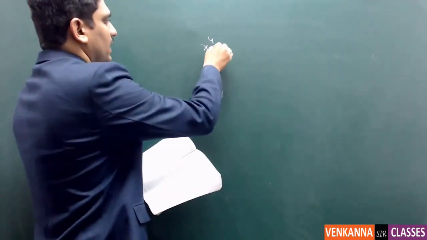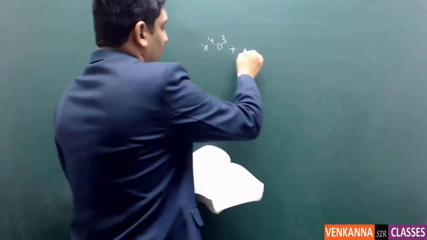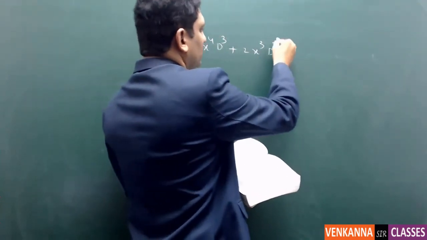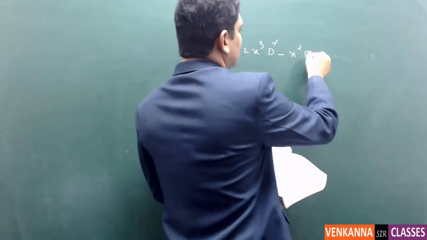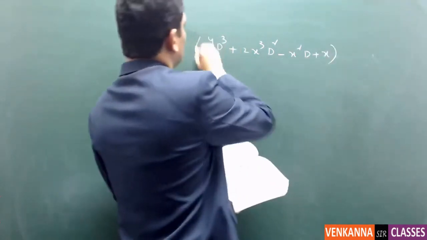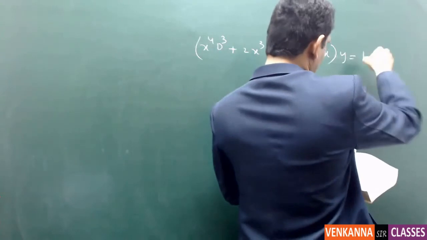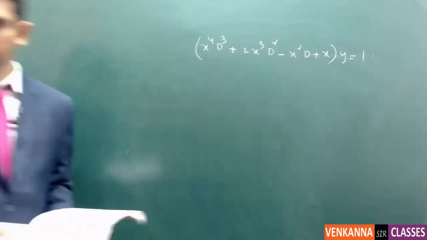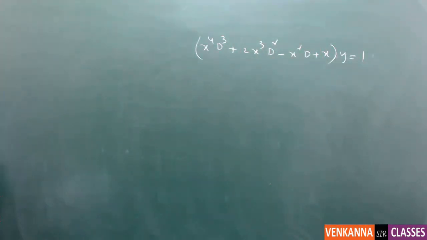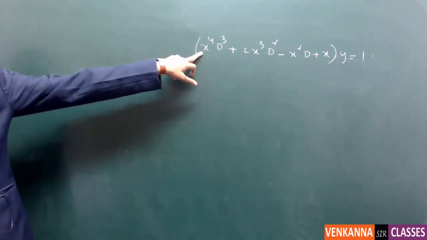Here x power 4 d cube plus 2x cube d square minus x square d plus x of y is equal to 1. So will it come under Cauchy-Euler equation? To bring it into Cauchy-Euler equation, we have to divide with x on both sides.